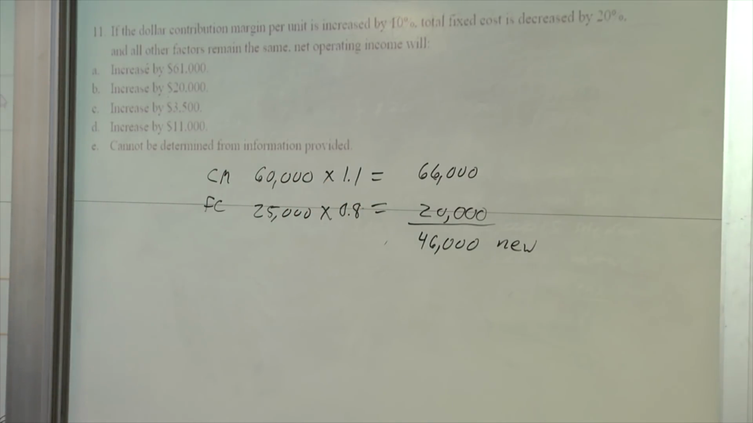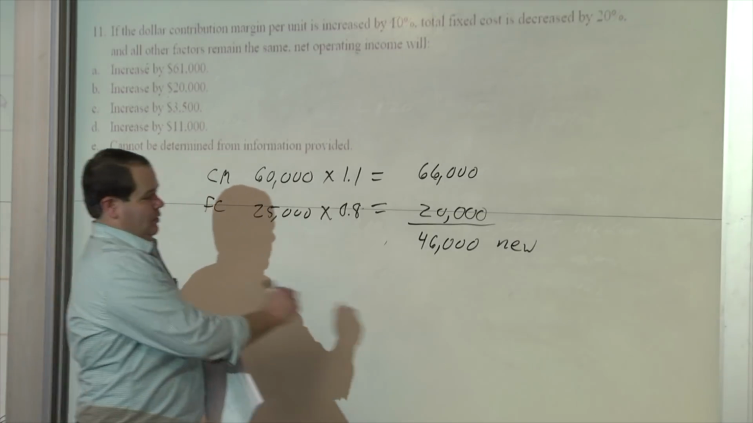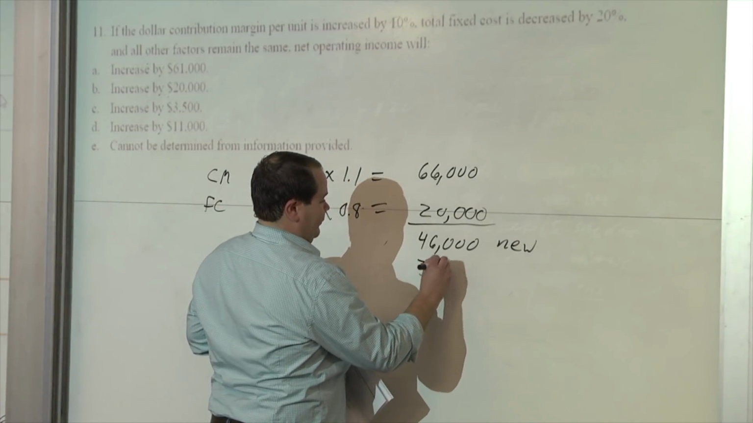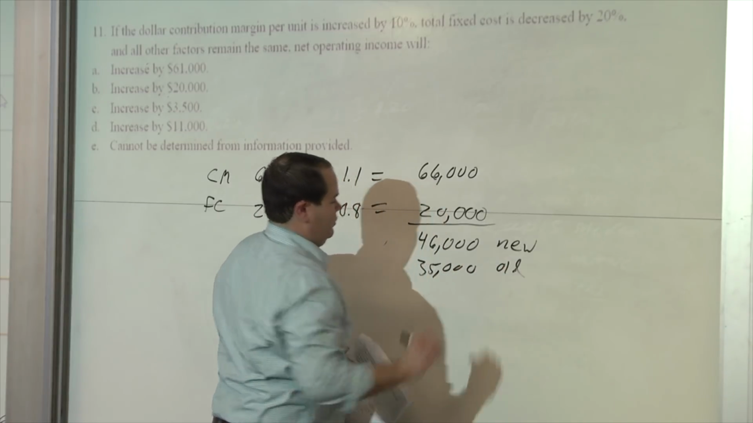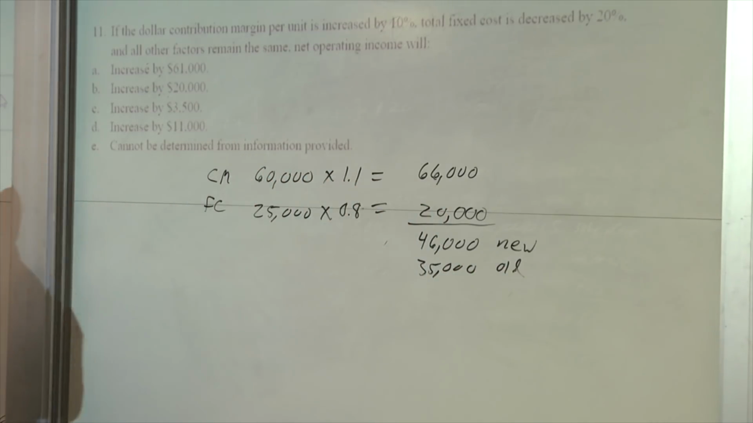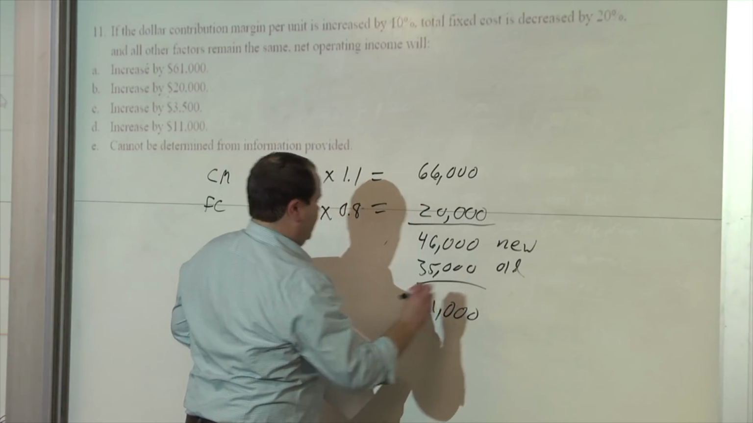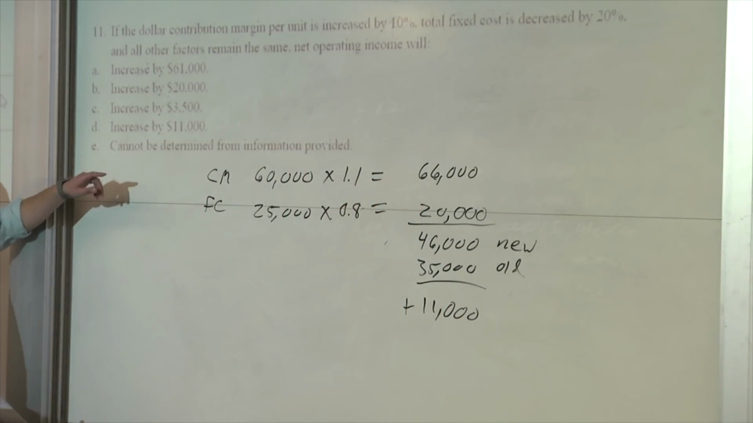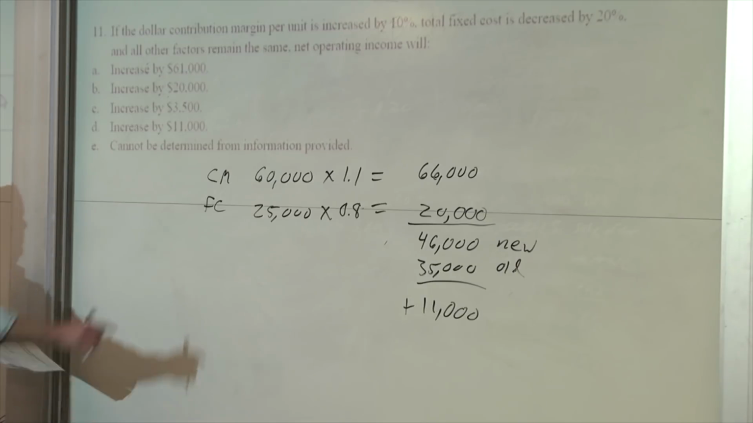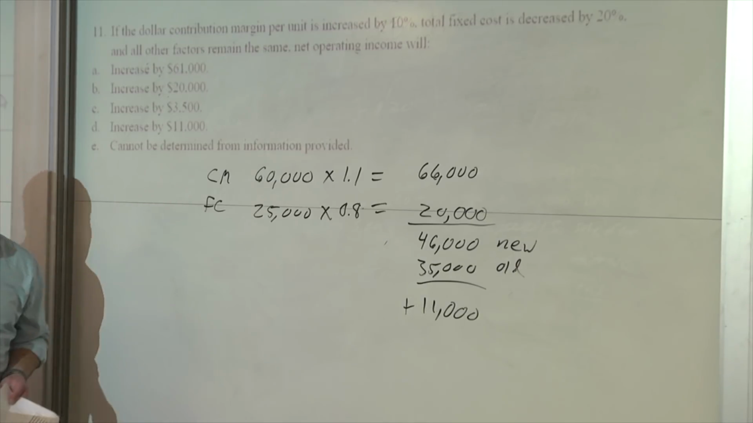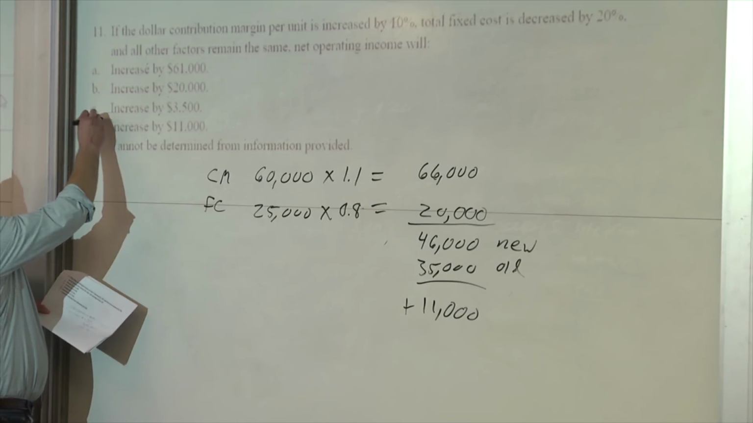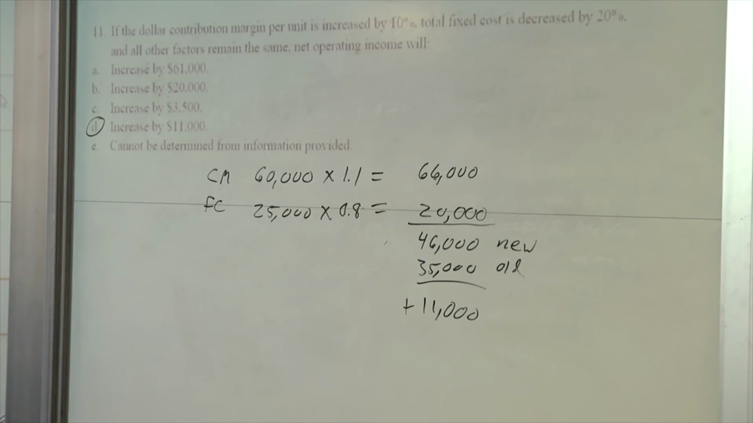Now, the old profit from the question before, we hopefully remember, it was 35,000. That was just what question 10 was asking us. And the difference here, plus 11,000. So from the options here, choice D, this is going to increase NOI by 11,000. So increased contribution, decreased fixed costs, obviously profit is going to go up in that scenario. So for choice D, increase by 11,000.